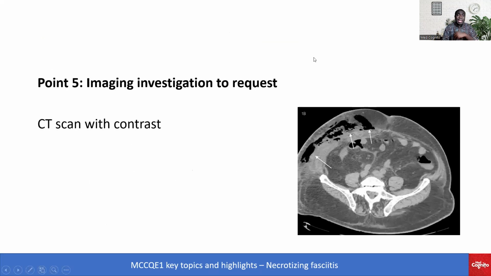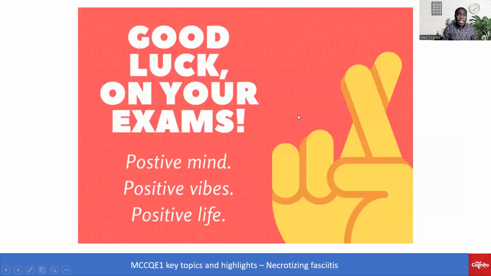And then one last thing I want to draw attention to with this particular topic is what imaging investigation to request. Usually, necrotizing fasciitis is a clinical diagnosis. But if you want to choose one investigation to do, it is CT scan. The CT scan will help you to see if there's any underlying abscesses or anything. And this particular CT scan, I want us to pay attention to it. It is showing air under the skin. So this is what will give you the crepitus feeling, okay? So this is a very quick review of necrotizing fasciitis and this very important MCCQE1 topic.